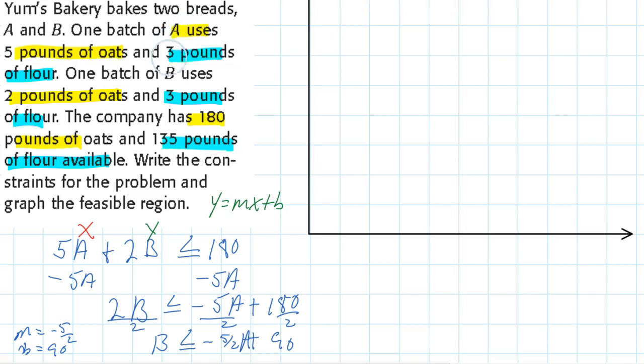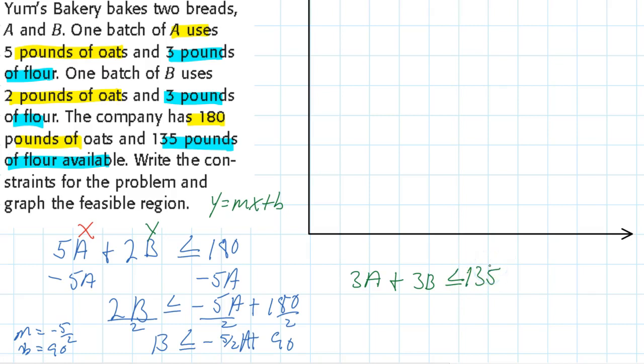Bread A uses 3 pounds of flour, so I'm going to say 3A plus, and bread B uses 3 pounds of flour, 3B. I have a total of 135 pounds of flour available, so I can use equal to or less than, but I cannot use more, so I say less than or equal to 135.